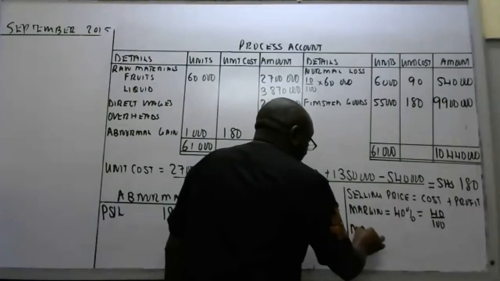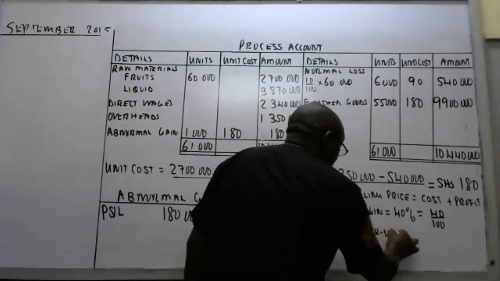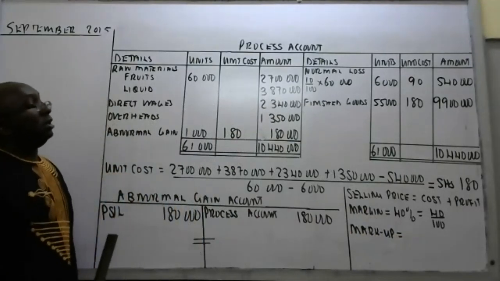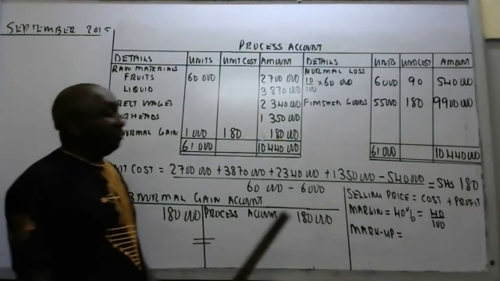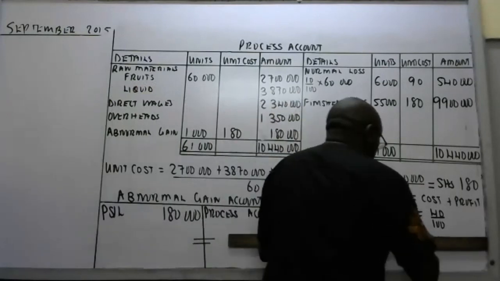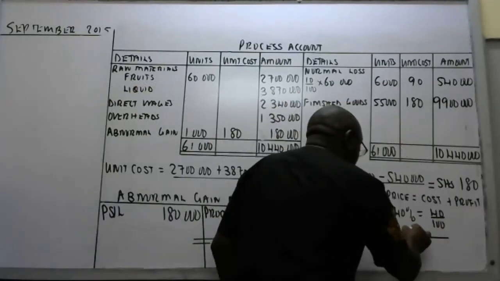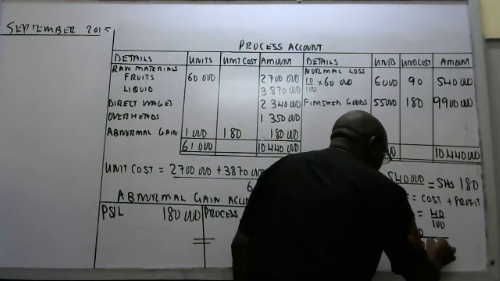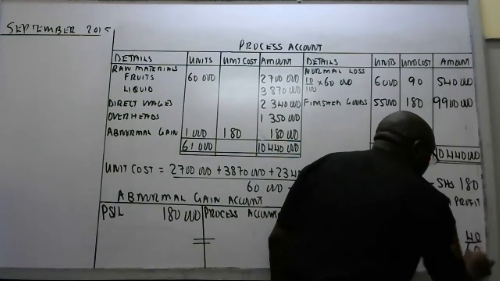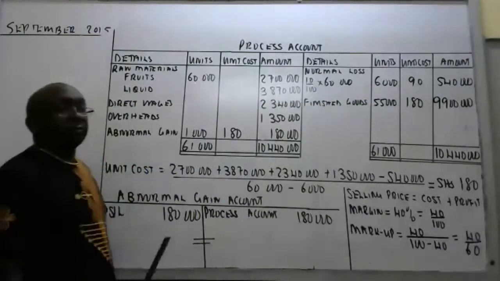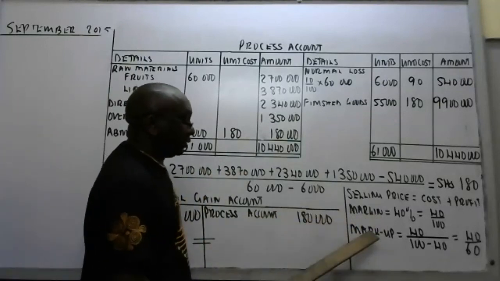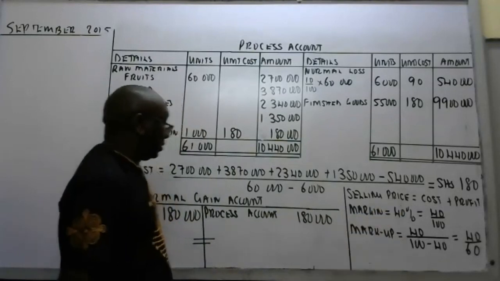Markup. I told you when I taught you job costing, that if you have been given margin and you want to go down to markup, what you do, you take the numerator here and we subtract it. So that you are 40 out of what? 60. You subtract. If you are going from margin to markup, you subtract. But if you are going from markup to margin, you add.